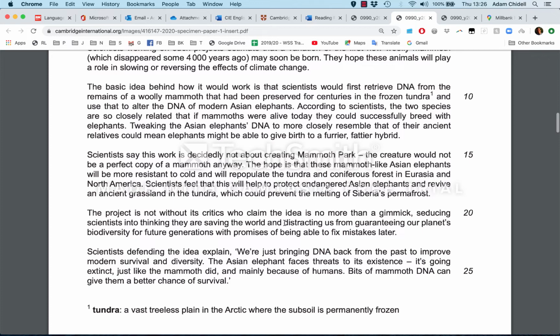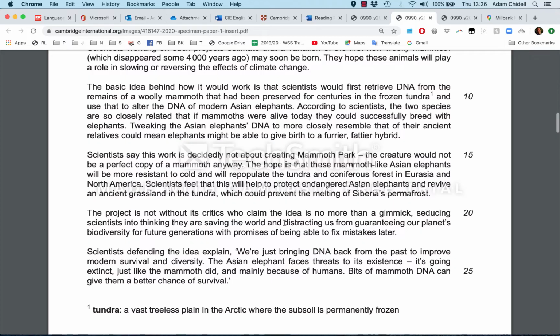"And distracting us from guaranteeing our planet's biodiversity." Okay, so distracting, we need to think about first of all. So it's perhaps preventing scientists from guaranteeing, from shoring up, or from saving, we could even say, our planet's biodiversity.